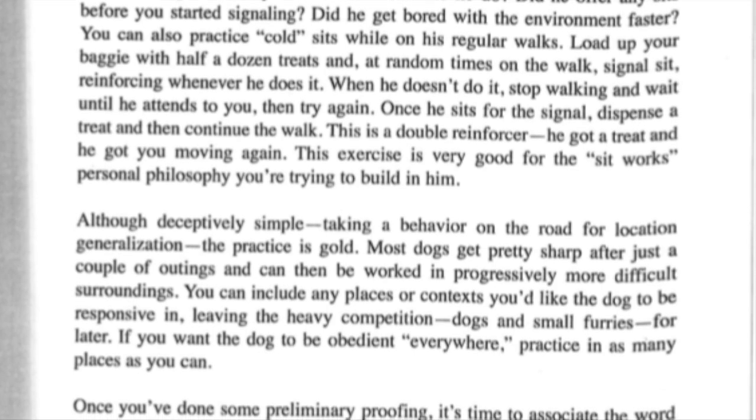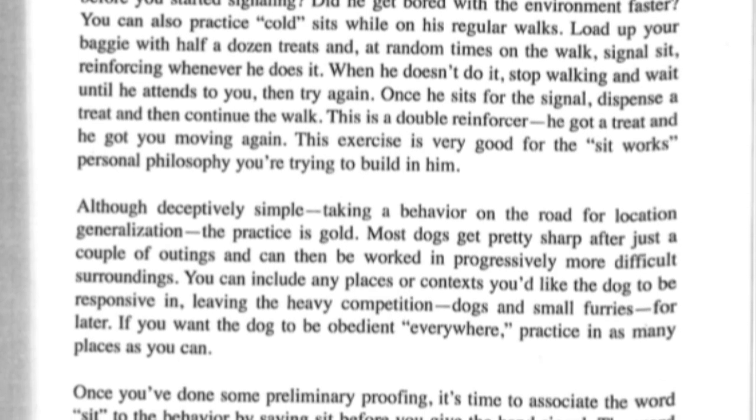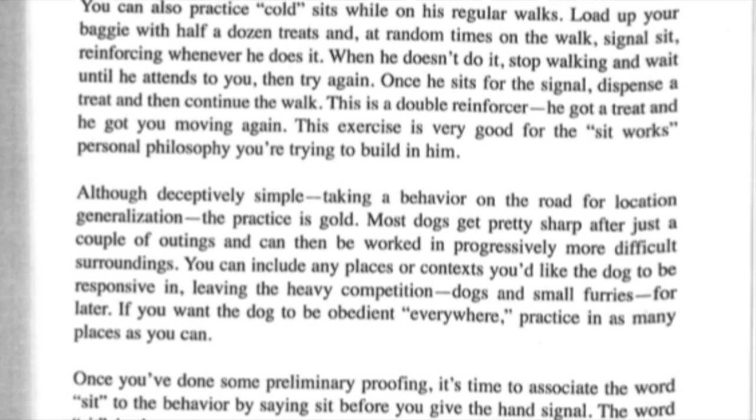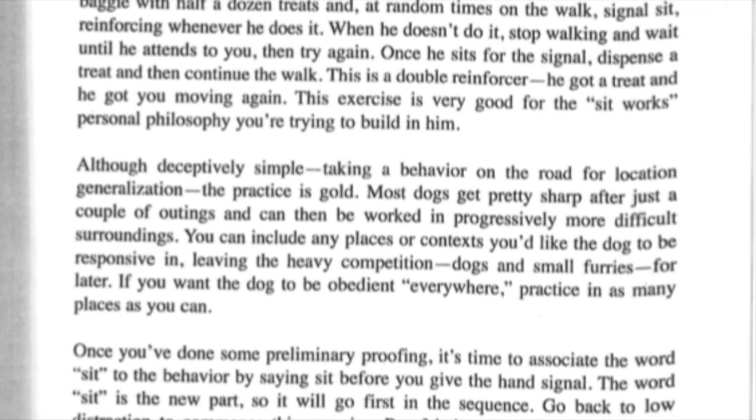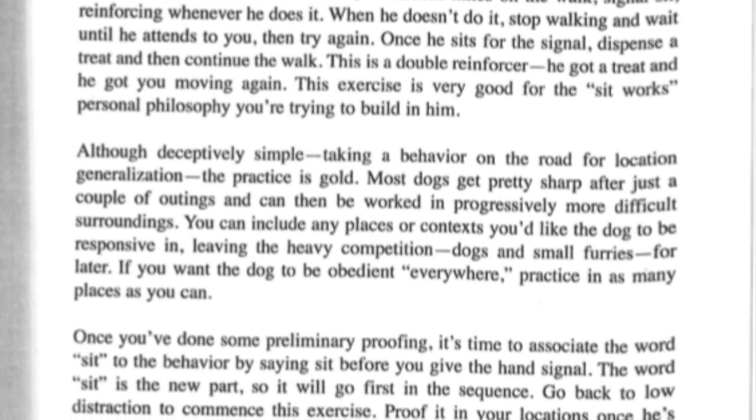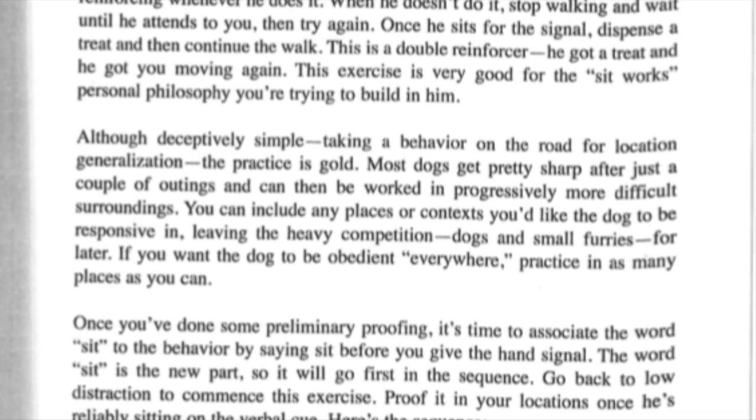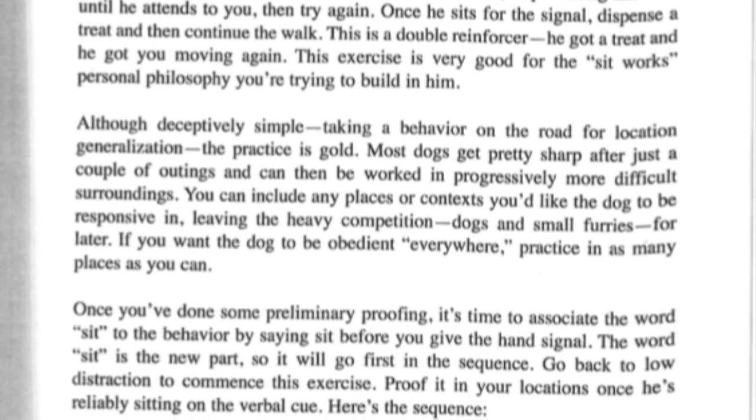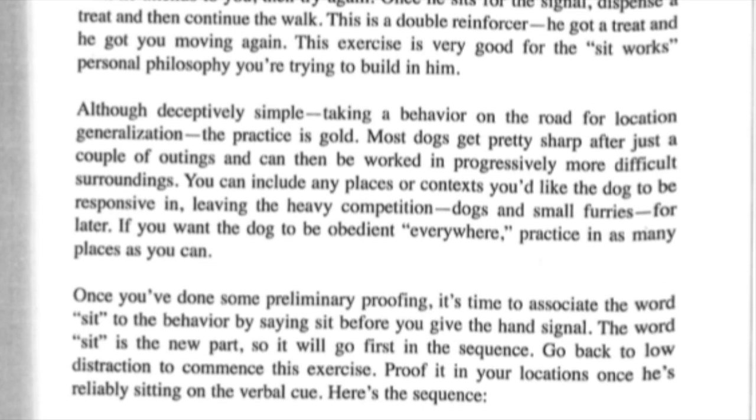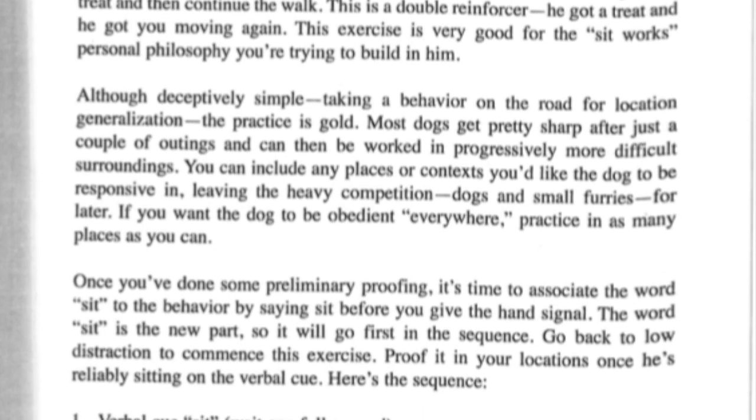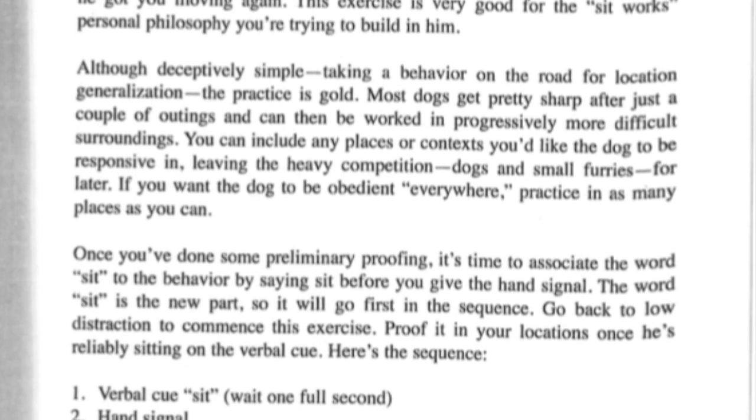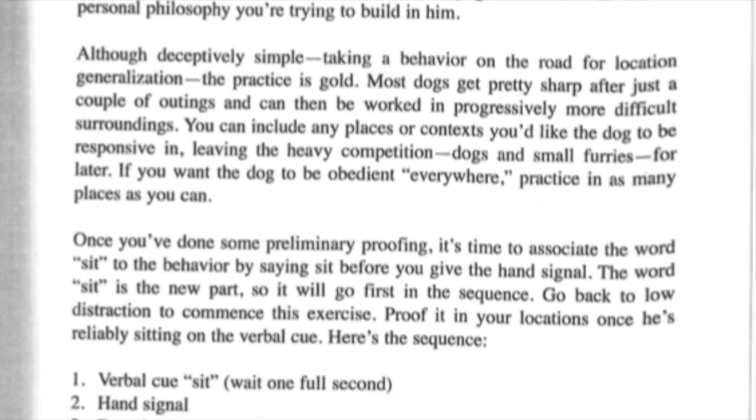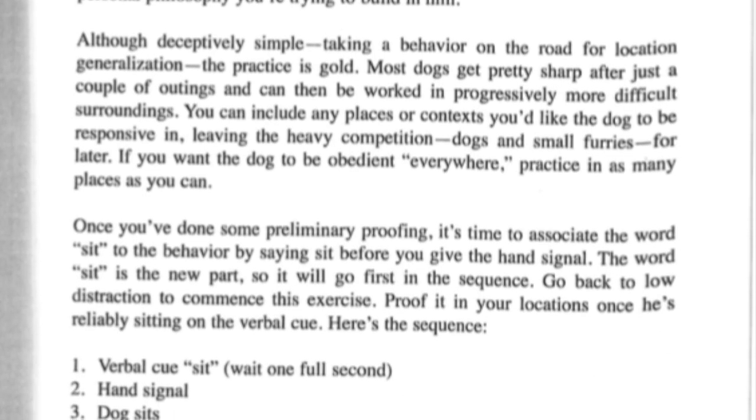Although deceptively simple, taking a behavior on the road for location generalization, the practice is gold. Most dogs get pretty sharp after just a couple of outings and can then be worked in progressively more difficult surroundings. You can include any places or contexts you'd like the dog to be responsive in, leaving the heavy competition, dogs and small furries, for later. If you want the dog to be obedient everywhere, practice in as many places as you can.